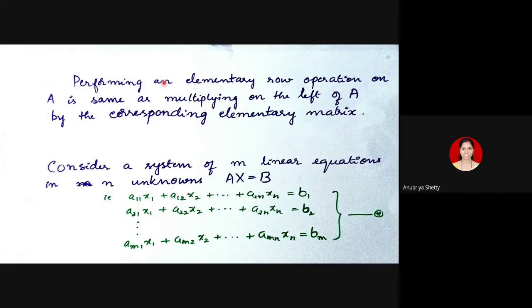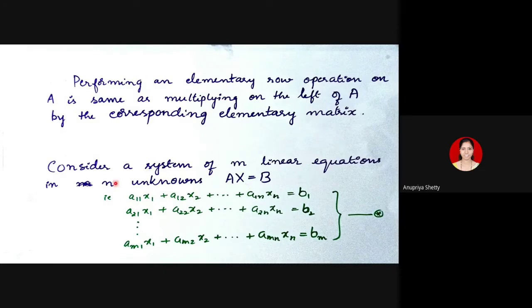This is not from the lemma, but from the explanation I gave just before it. Performing an elementary row operation on a given matrix A, which can be of any order, say m by n, requires an elementary matrix of order m by m, because it is multiplied on the left. That is, it's a square matrix of order m. This is the same as multiplying on the left of the given matrix by the corresponding elementary matrix. Keep this in mind.